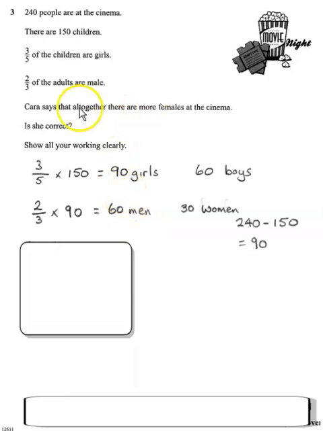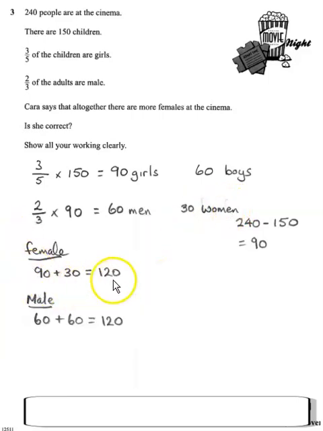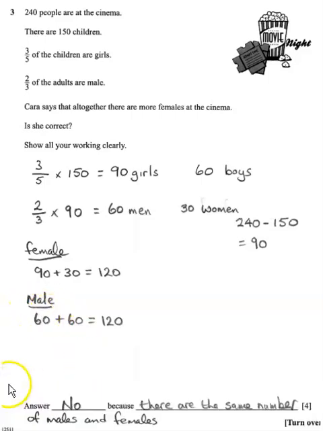So the question says, Cara says altogether there are more females at the cinema. Is she correct? So we add up all the females. We have 90 girls and 30 women, and that's 120 females. And then we add up all the males, which is 60 plus 60 is 120. So the conclusion to this one is the answer is no, because there are the same number of males and females.